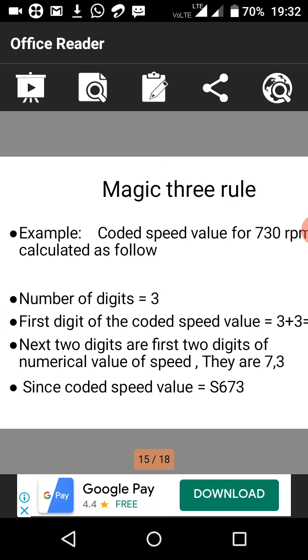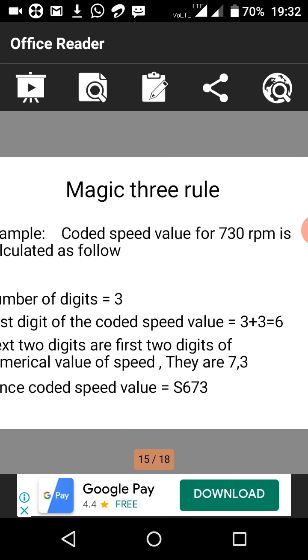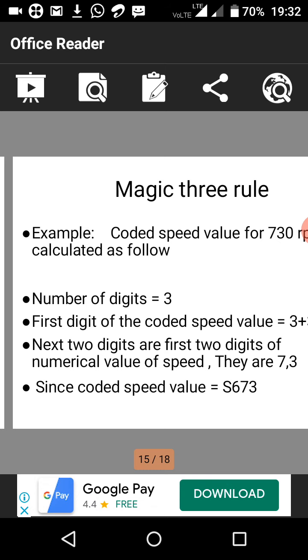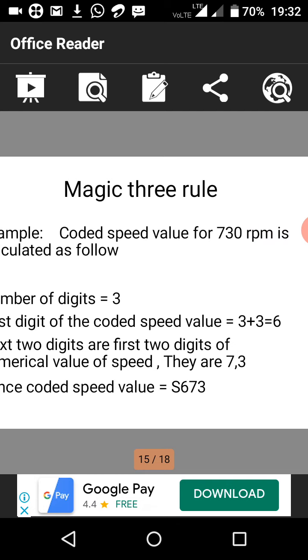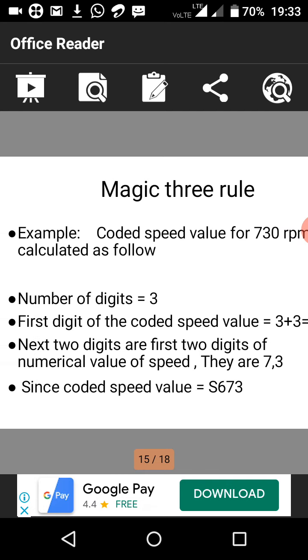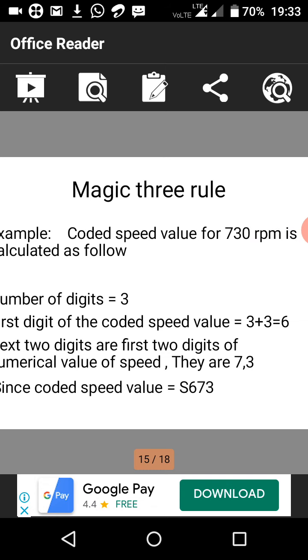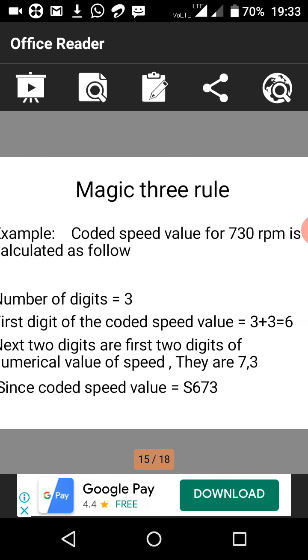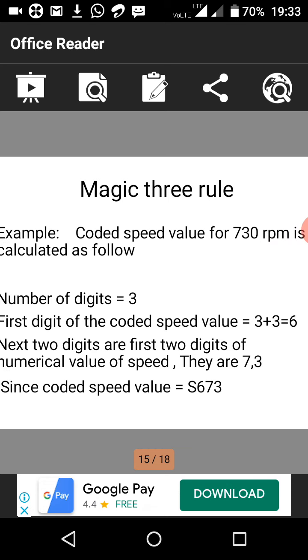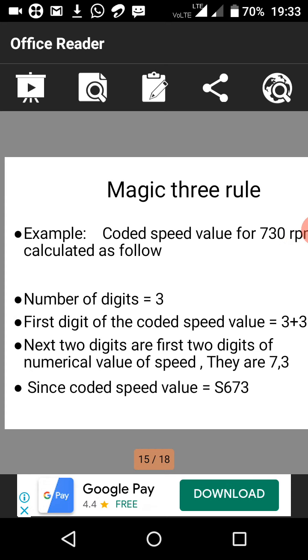So for example, the coded speed value for 730 rpm is calculated as follows. The value taken is 730 rpm, which means the number of digits is 3. So 730, total 3 digits are there. The first digit of the coded speed value is 3 plus 3. The first digit is 7, so we add 3 plus 3 equal to 6, and we get 6.